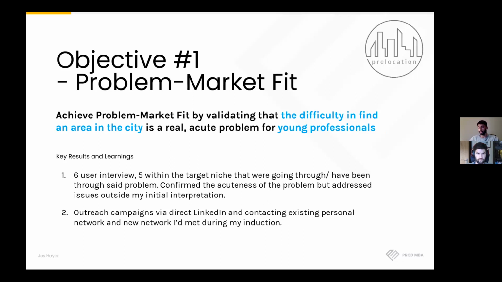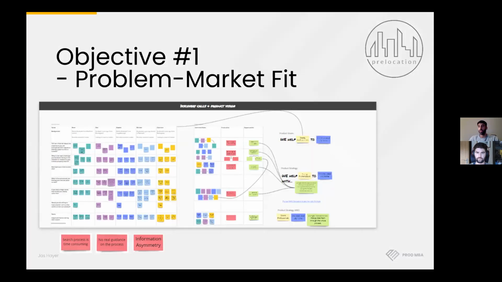But just to give you some overview, the outreach that I did was through direct LinkedIn. A lot of my professional connections, as I had recently secured a new job in a new location. And also, like I mentioned before, during my induction, this new network of graduate cohorts that I've met had also gone through this, so I utilised those as well. So we conducted some interviews.